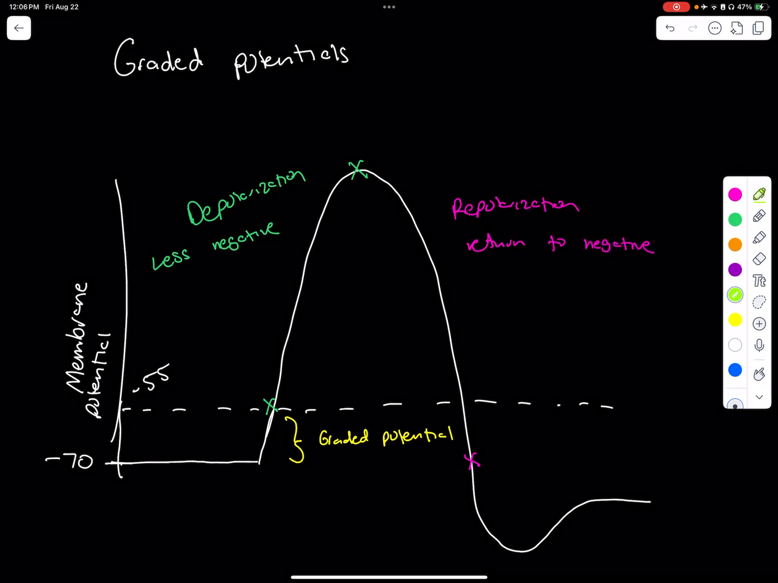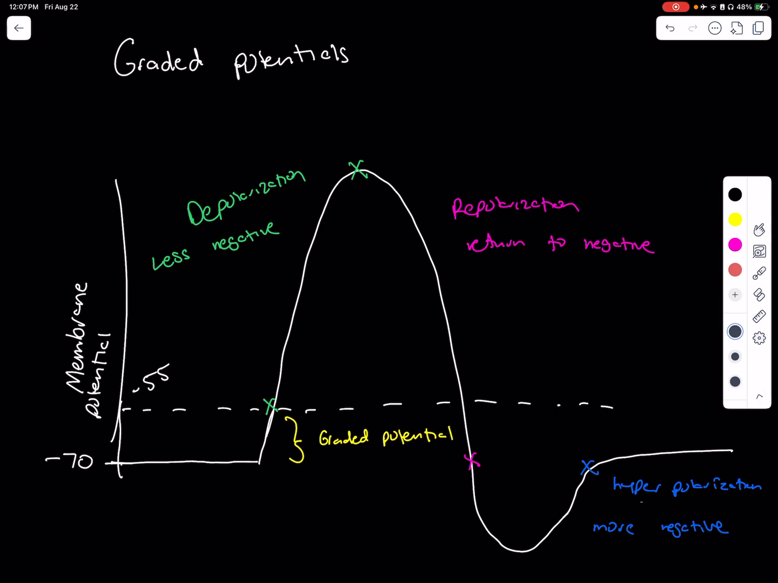And then we've got, and I didn't draw it really well, so let's fix this real quick. We've got our hyperpolarization, something like this, right? With hyperpolarization, we're from that pink X to here. So this is hyperpolarization, which means more negative. We'll get into what causes each of these three stages in the next video. I think after graded potentials, we talk about action potentials. But for this video, I'm going to focus specifically on graded potentials.